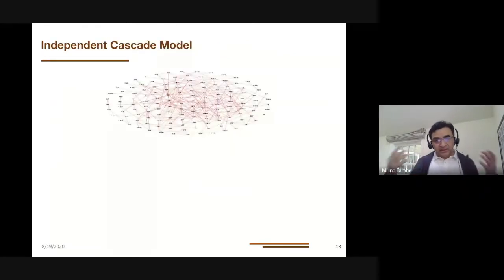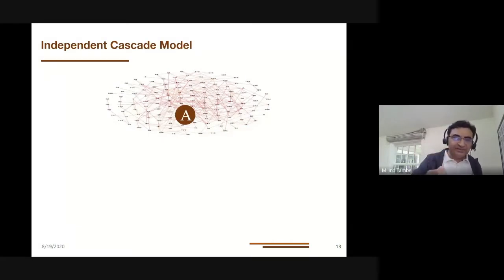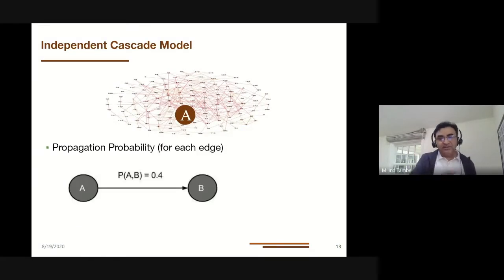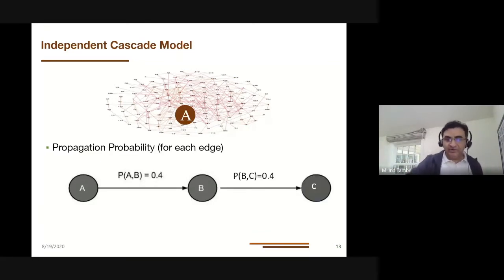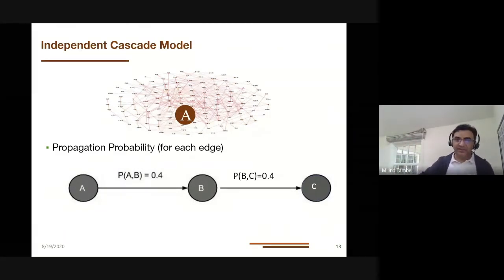Now, let me talk a bit about the independent cascade model. So we have a social network that's given to us. And supposing we choose this node A as a peer leader. The assumption here is that node A will interact with node B, an adjacent node, with a probability of 0.4. So youth A will inform youth B about HIV with a probability of 0.4. And then B will talk to C with a probability of 0.4. And in this way, information will cascade through the network.